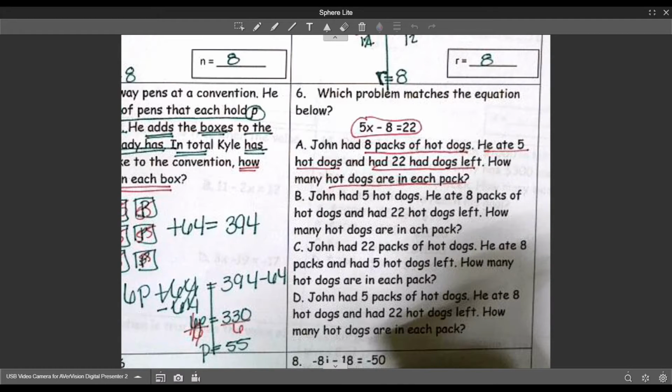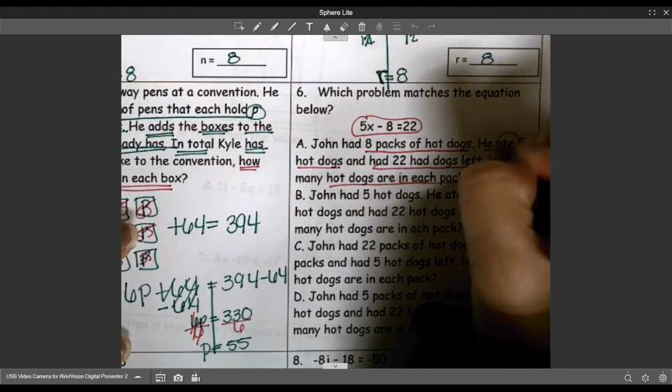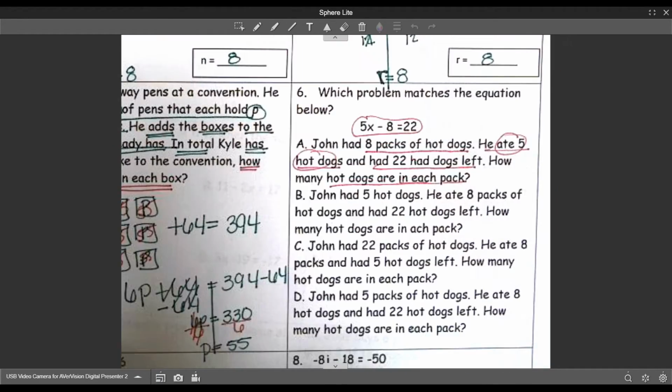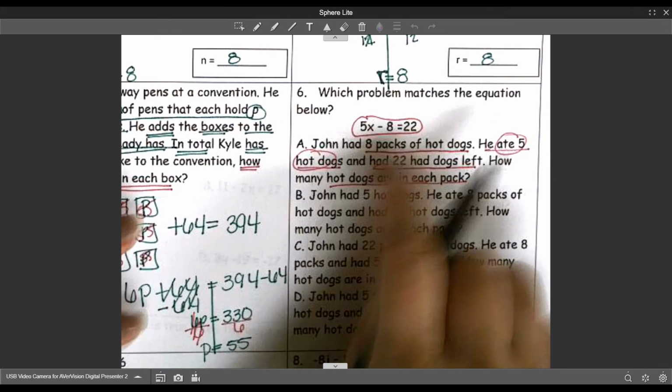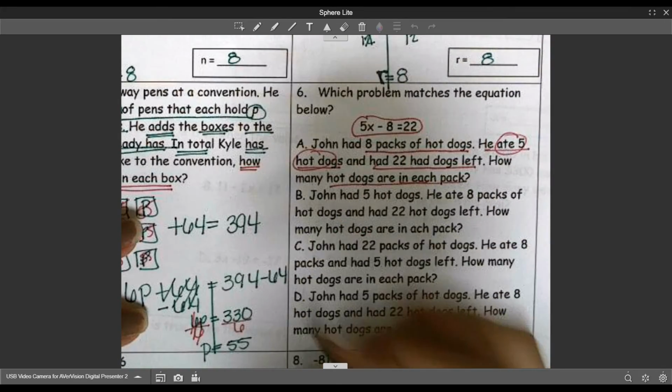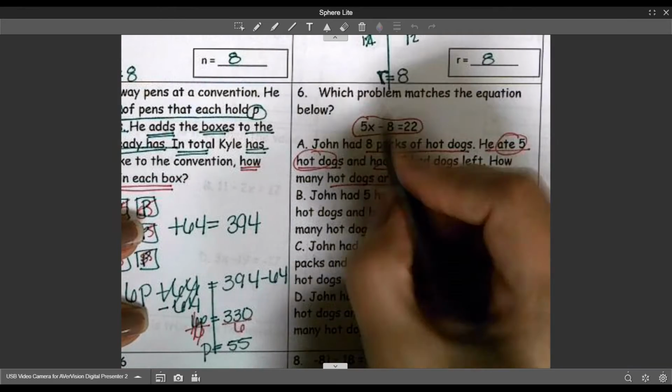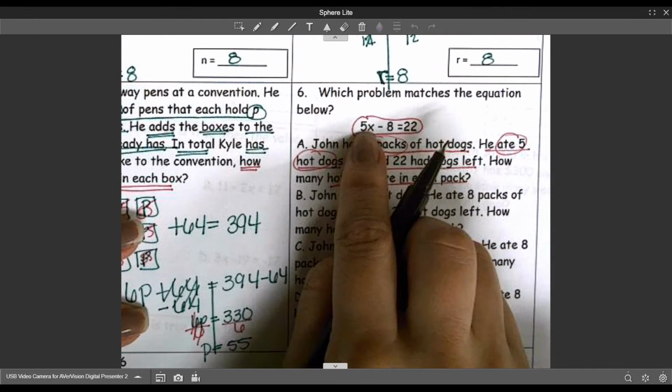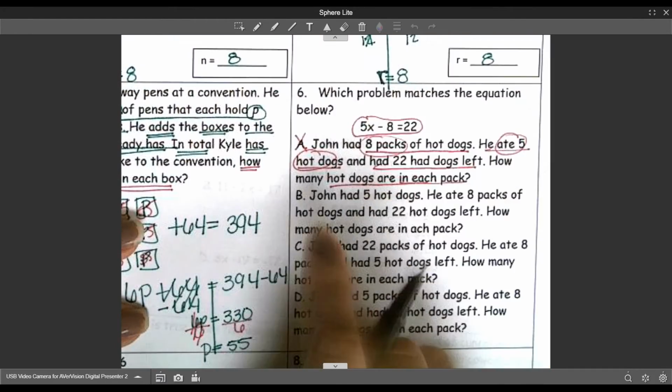No, very good. Letter A does not match because it says that he ate 5 hot dogs. So that would be minus 5 hot dogs, and I'm not saying minus 5, I'm saying minus 8. So that's one way to take it off. The other way is it's 8 packs. They're not 8 packs, they're 5. So no.